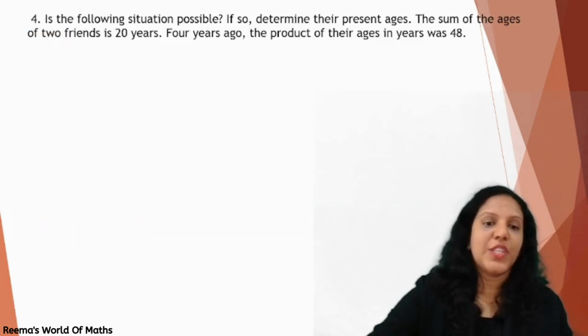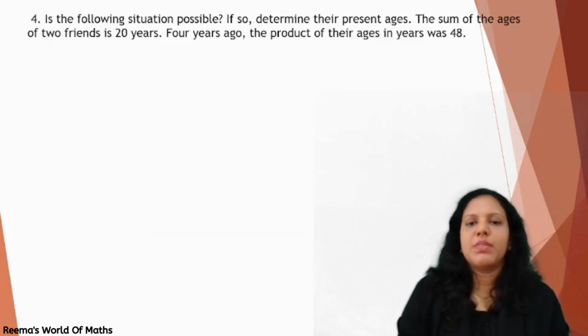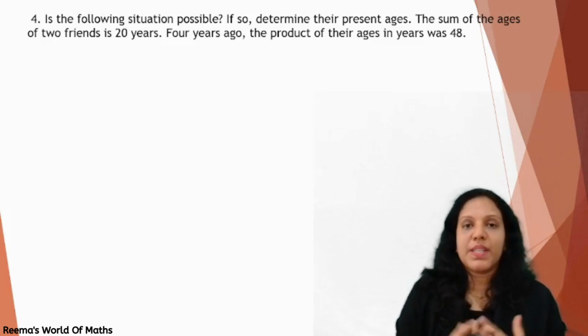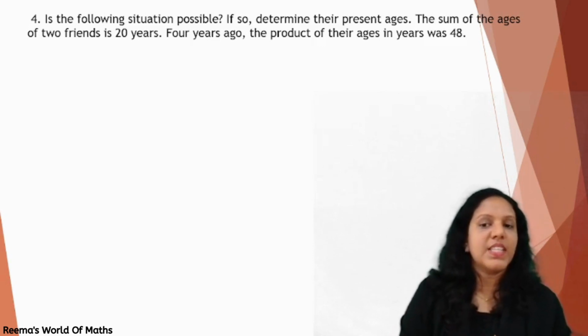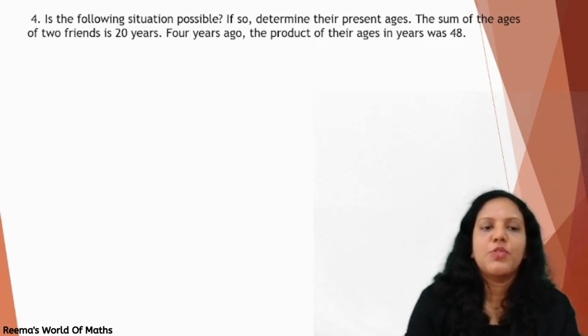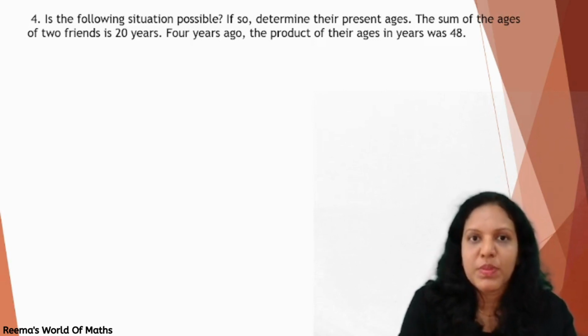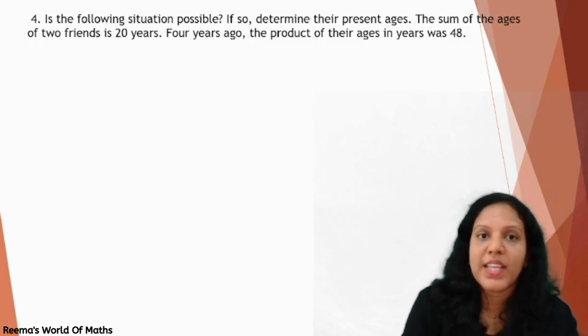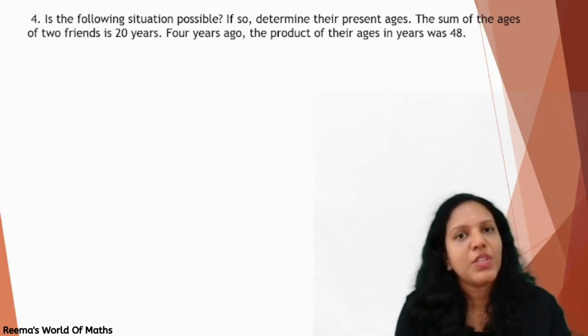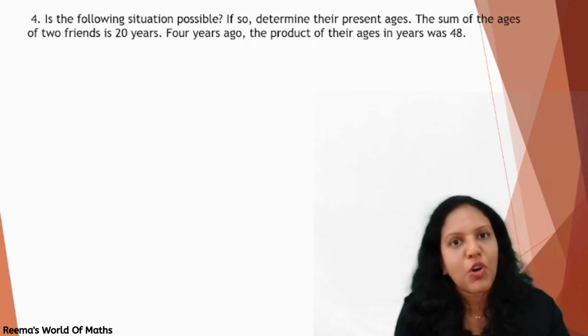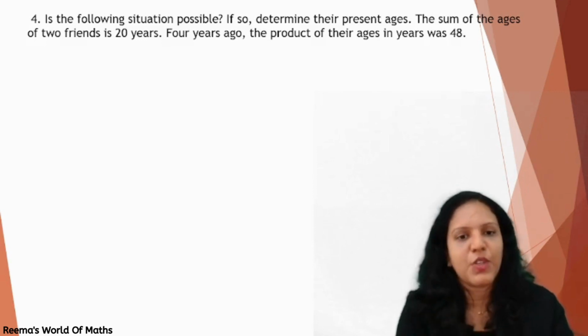Is the following situation possible? If so, determine their present ages. The sum of the ages of two friends is 20 years. 4 years ago, the product of their ages in years was 48. To find whether this situation is possible, it should have either two distinct roots or one equal real root. So for that, the value of the discriminant should be either equal to 0 or greater than 0.